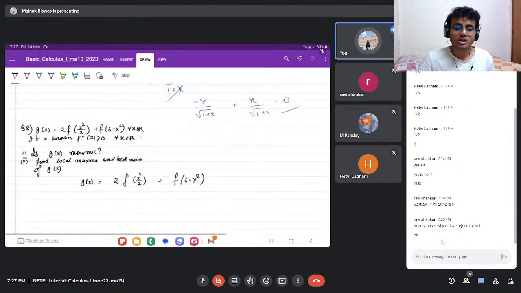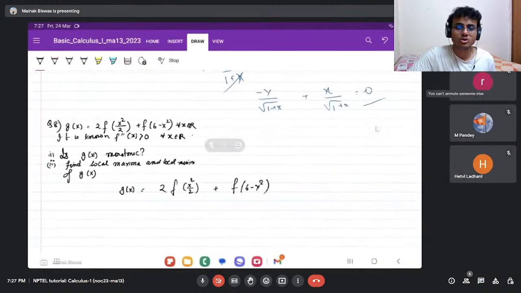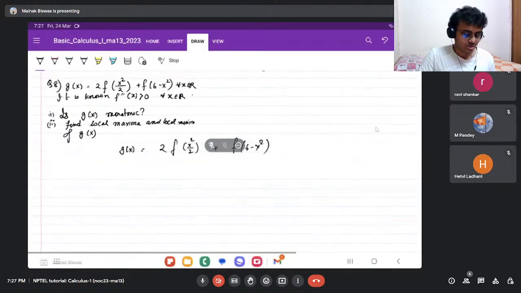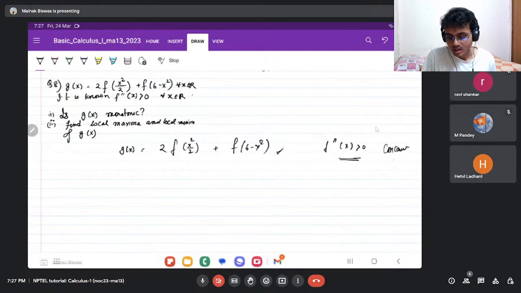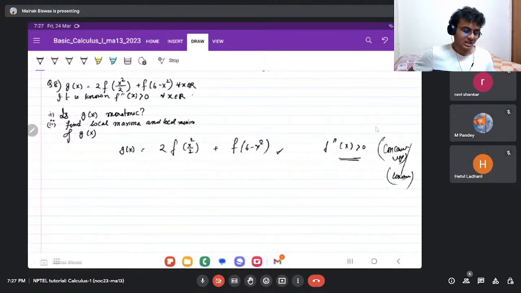That's an equation. The equation must be valid for all x. You're not told to solve. Anyways, for this question, let's do it this way. It said that f double dash x is greater than 0. What does it mean? Your function is concave up, or a convex function. But let's see how we will use it.